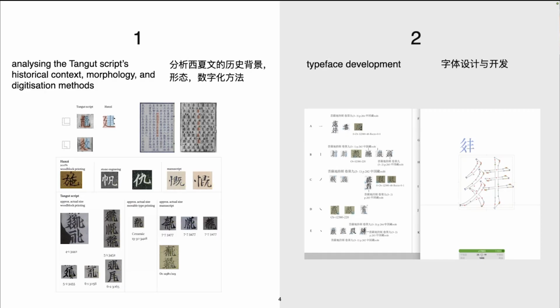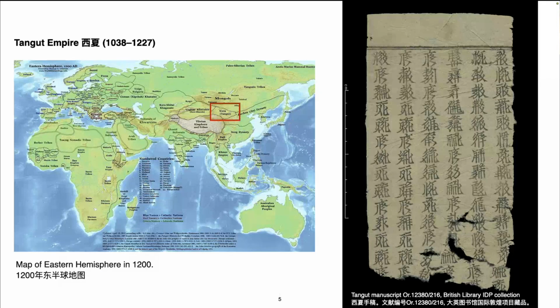As you can see here, this thesis has two main parts: an analysis part and a practice-based type design part. Although this method is developed using the Tangut script, many of its steps can potentially be applied to other revival projects, and I will explain this framework later. Before introducing the method, I will briefly introduce the Tangut script.